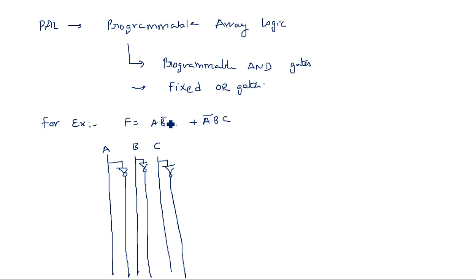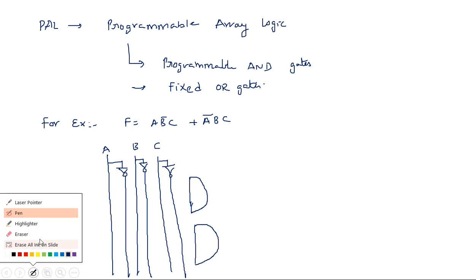Now how many AND gates and OR gates are required for the implementation of this type of logic circuit? A B bar C plus A B C. This is one AND gate, this is another AND gate, and these two are ORed. So two AND gates and one OR gate are required. That's why in the design we are taking two AND gates. This is the first AND gate, and again the second AND gate. We take the AND gates quite far apart so that the fuses can be connected.